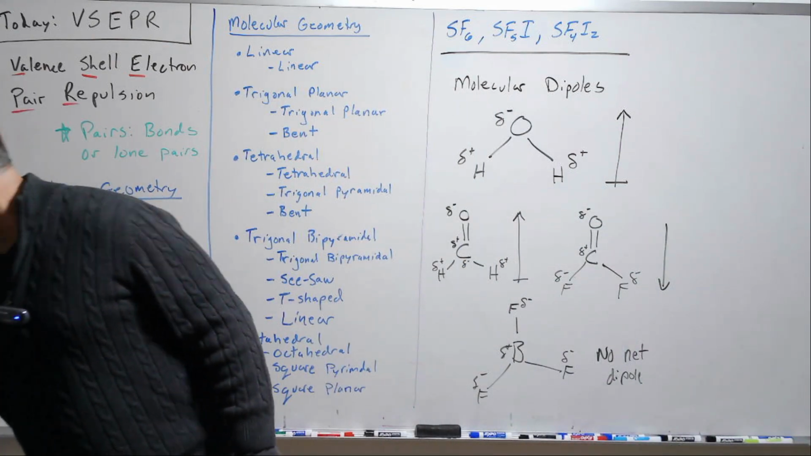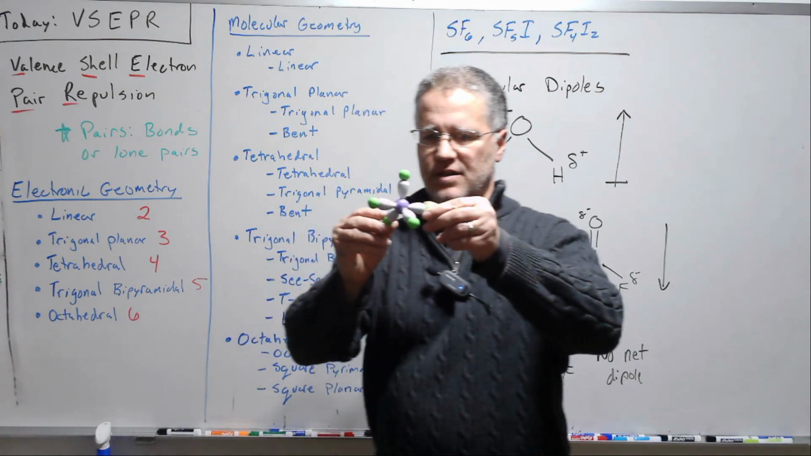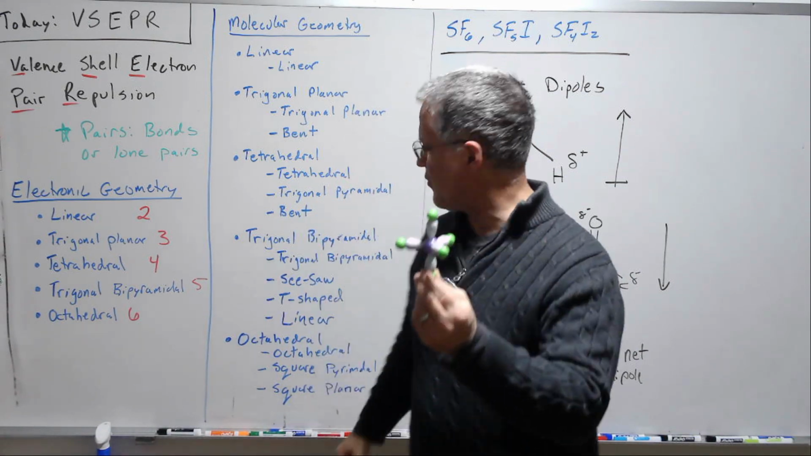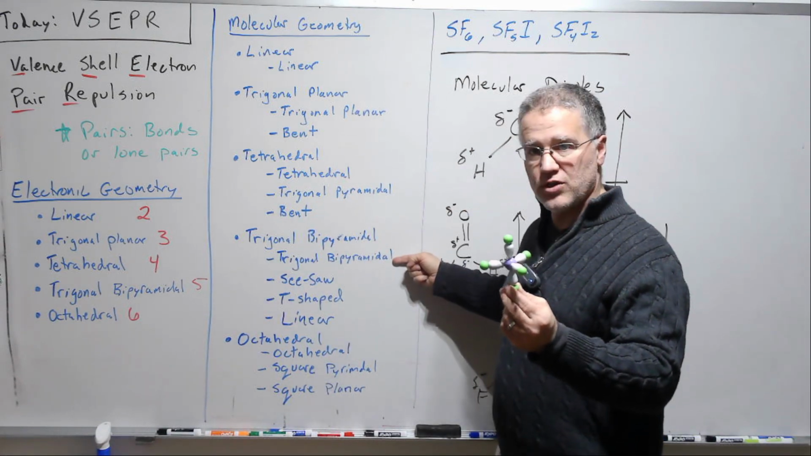All right, let's move to the trigonal bipyramidal. So again, if it's all bonds, then it is trigonal bipyramidal.